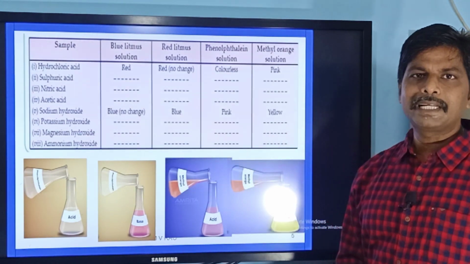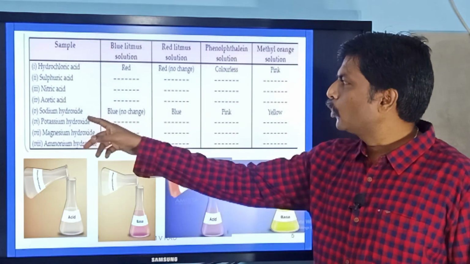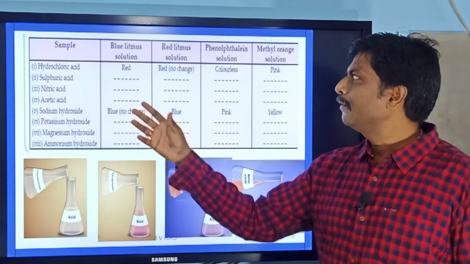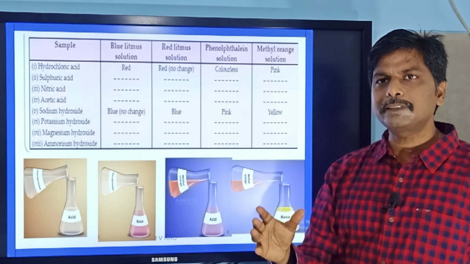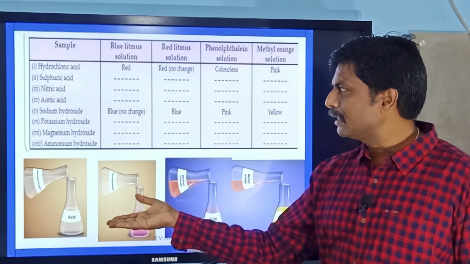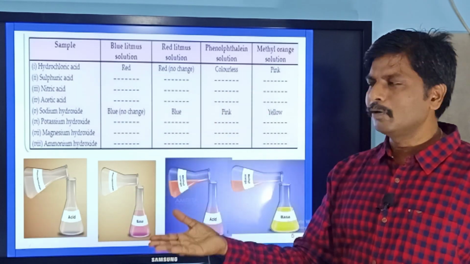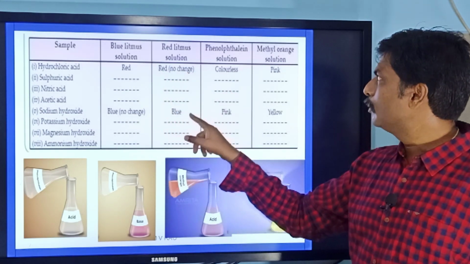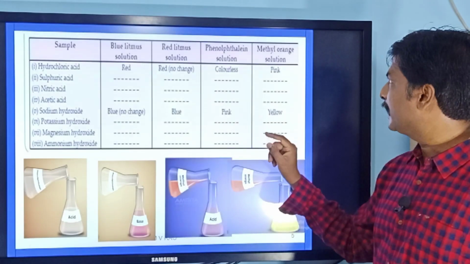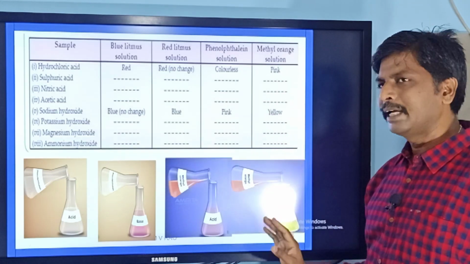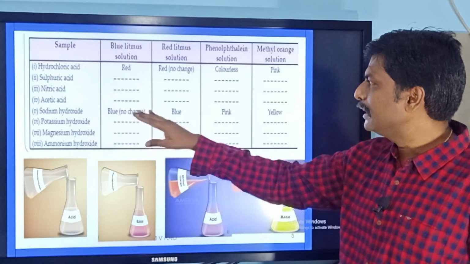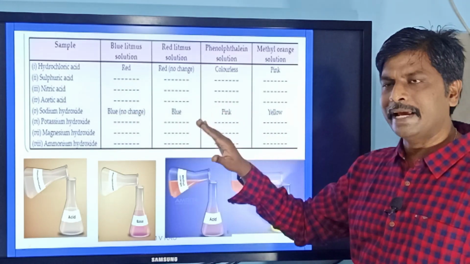Similarly, you will test for bases, that is sodium hydroxide. Sodium hydroxide gives no change with blue litmus. If you add blue litmus to the sodium hydroxide base, you will get only blue color. If you add red litmus, it will change to blue. With phenolphthalein it gives pink, with methyl orange it is yellow. Not only sodium hydroxide, for all the bases these colors are the same.